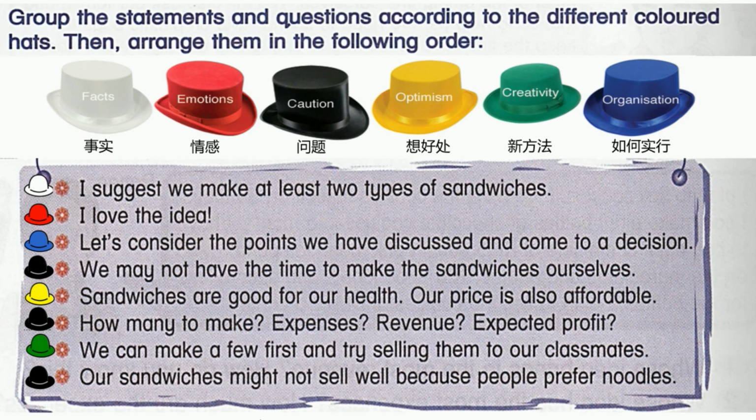Now let's arrange the sentences according to the color of the hats. We start with white, followed by red, black, yellow, green, and lastly, blue hat. So the order of the sentences will be like this.